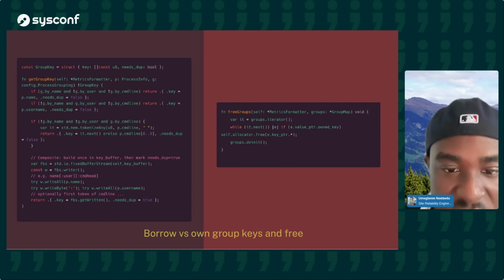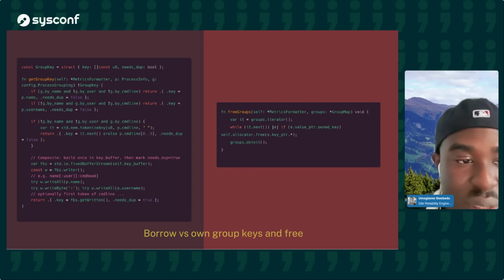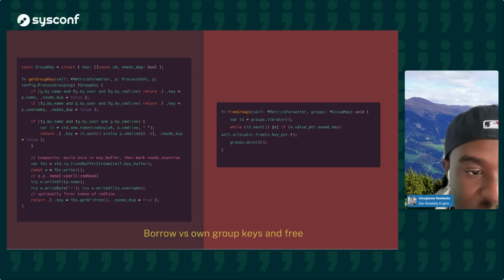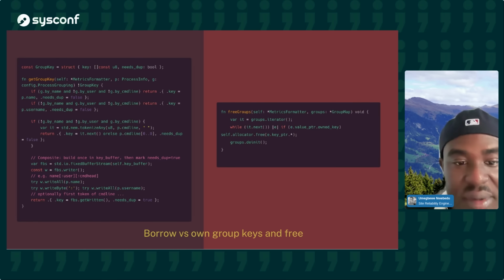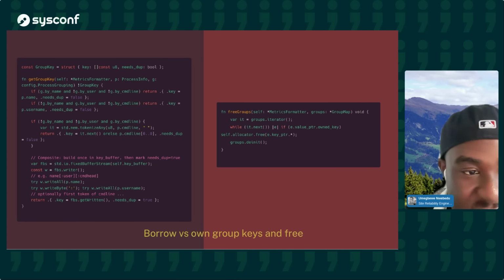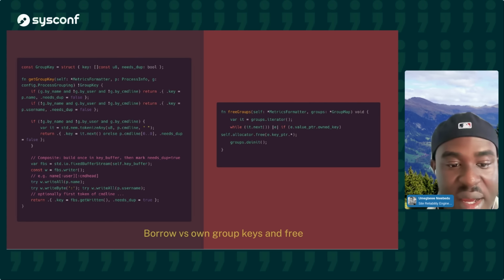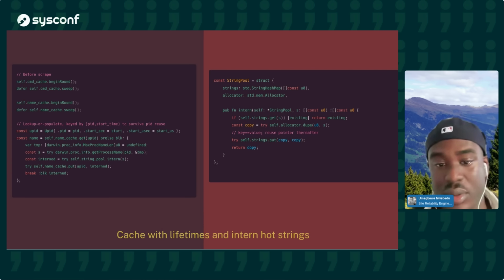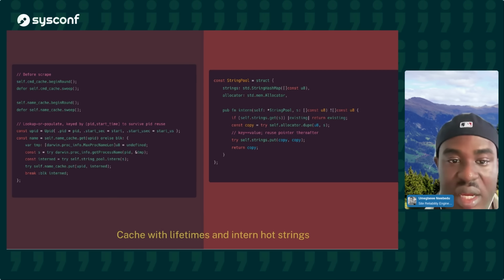So yeah, this is literally a code sample of how we group keys, and how we also free them right here. And yeah, this is also another example of how we do caching, like a generation-based cache.